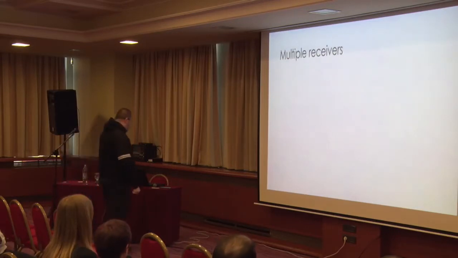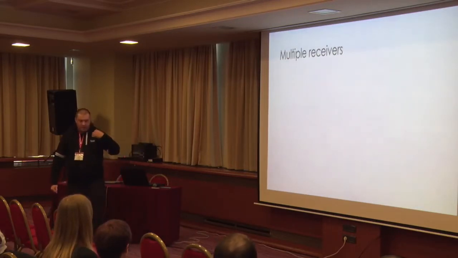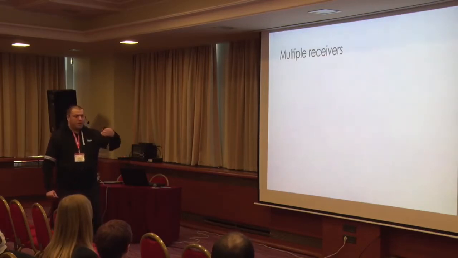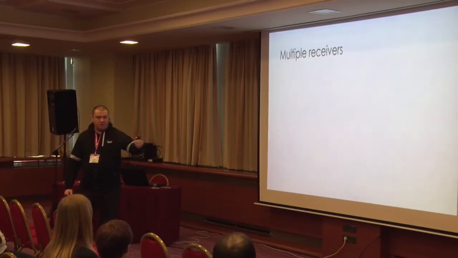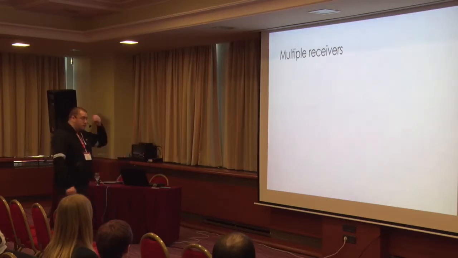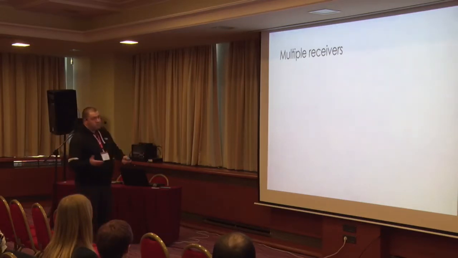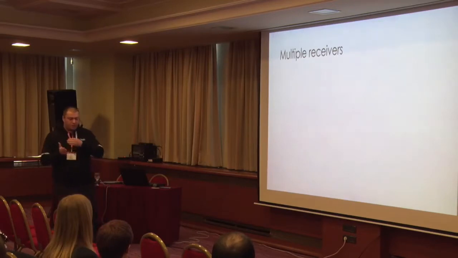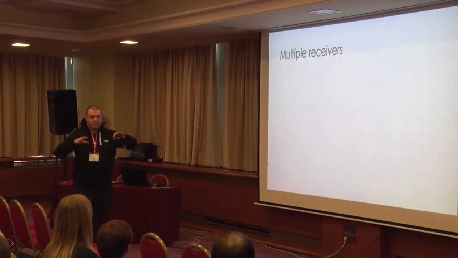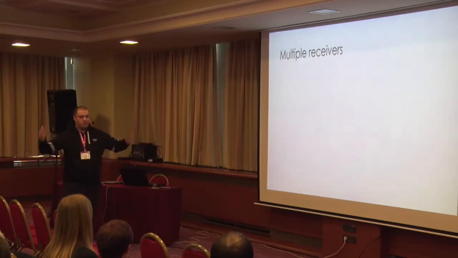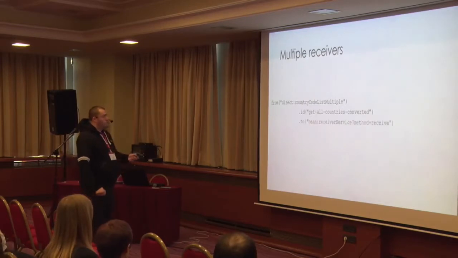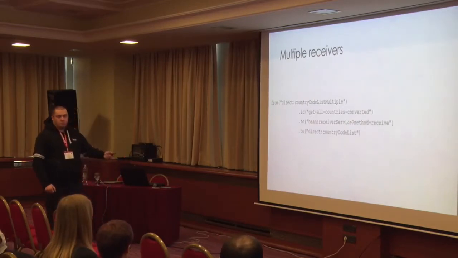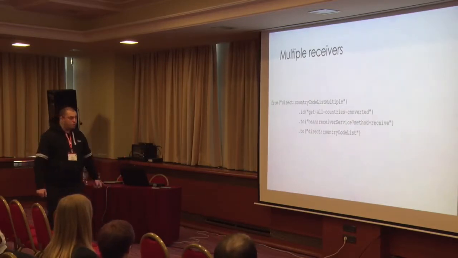Okay, so in the previous case we have one start point for the route, and you have only one receiver. Of course, in practice you probably want to have multiple receivers, so you want one message from one place to end up in several receivers. It may be several beans, files, databases, or all of that. So basically what you do is you just place more tools. You just pipeline those tools.